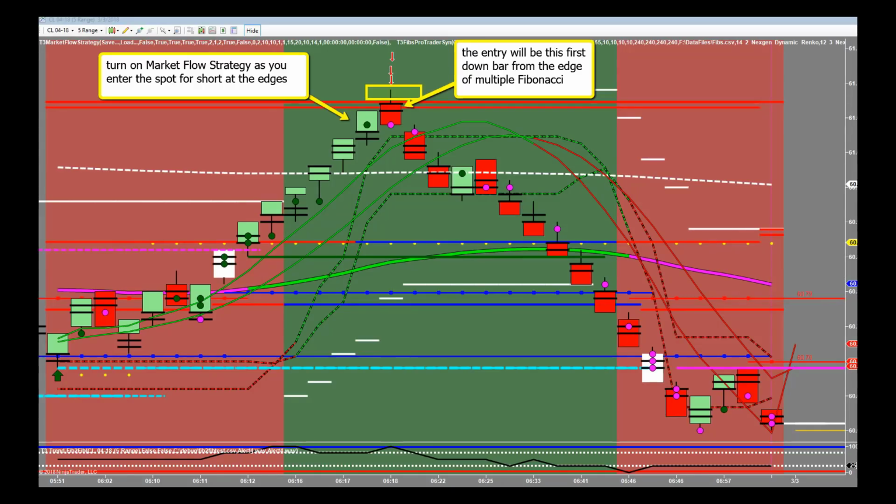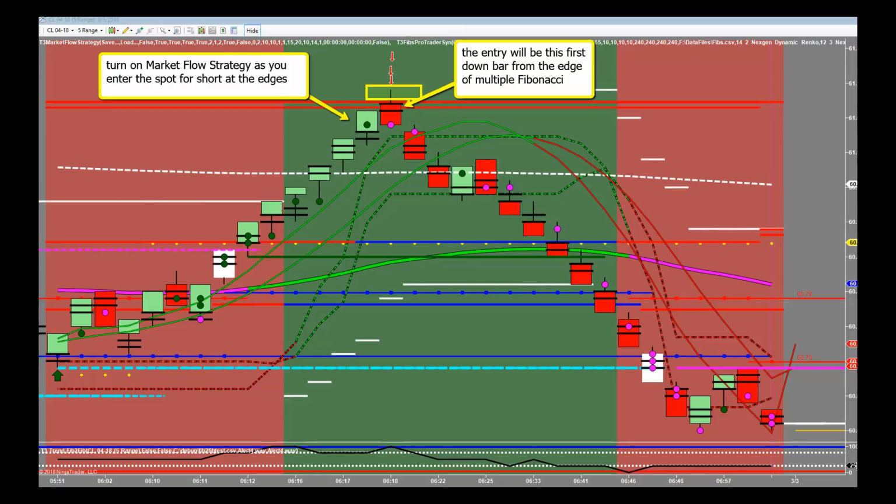The entry for this trade is very, very simple. The first down bar that you get on your market flow chart from that edge is your entry. So whether you place a stop order below the reversal bar marker so you get in immediately, or you turn the strategy on as you're reaching the area, any reversal bar at the area will get you in.